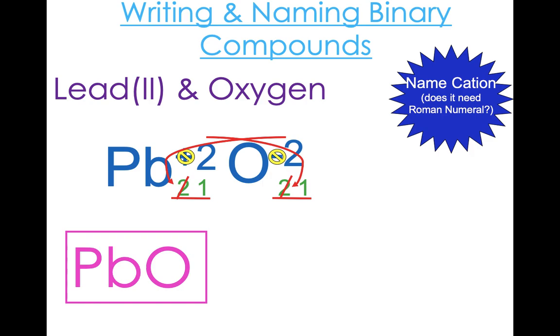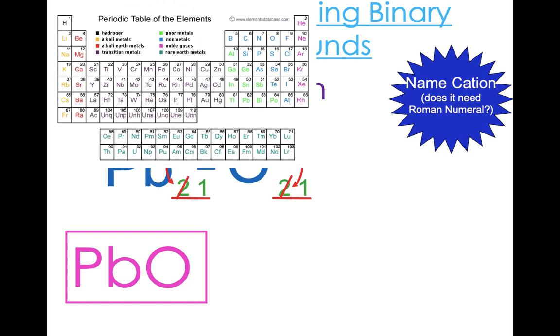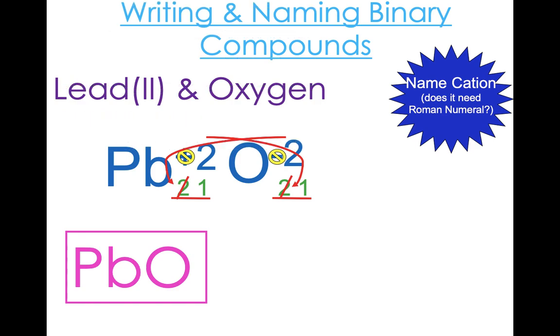Lead is our cation. Does lead need a Roman numeral? Again, let's refer to the periodic table. Lead is down in the lower P block. And it looks like lead does need a Roman numeral because it's not one of our 3, or gallium and indium, that don't need it. So we're going to give it a Roman numeral.